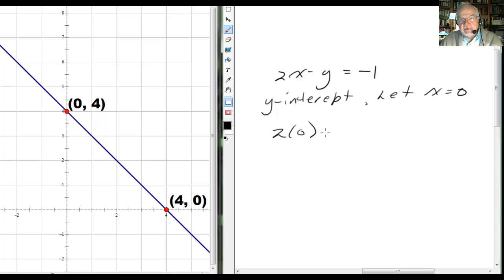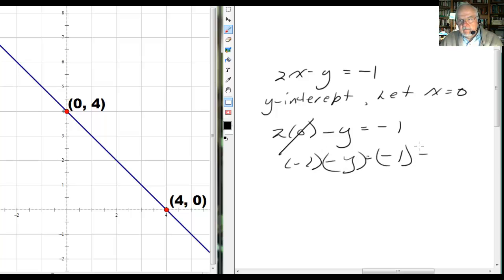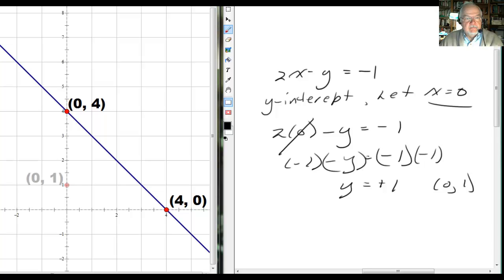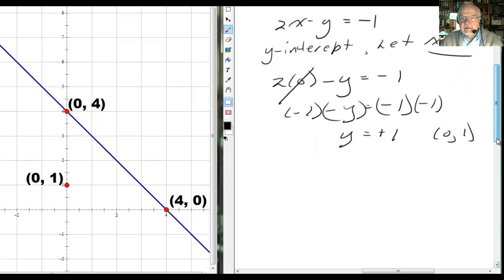So I get 2 times 0 minus y equals minus 1. Again, this is so easy. Minus y equals minus 1. Same trick. I'm going to multiply both sides by minus 1. So now I get y equals 1. Minus times a minus, that's plus 1. So x is 0, and y is plus 1. So I plot that. And just as I said, this is the y-intercept. Here's the y-axis, and it's right on it. So whatever our line looks like, it's going to cross that point.